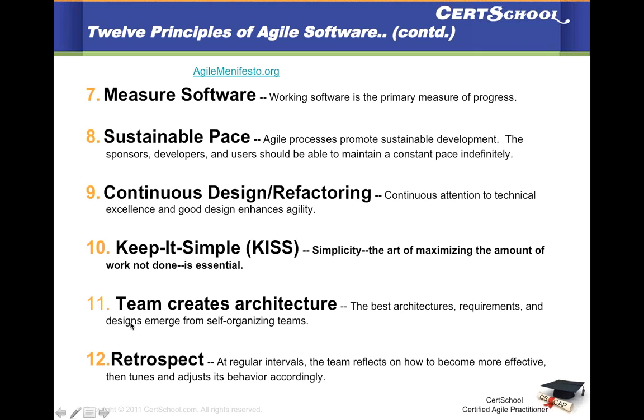Number 11, team creates architecture. Okay, the best architectures, requirements, and design emerge from self-organizing teams. Self-organizing teams is a keyword here. It goes back to team empowerment and how there's a difference between project manager and facilitator. There's a difference in the mindset in traditional and agile way of thinking. Project manager in traditional way is the sole authority, is responsible for the whole project, approves decisions, approves change requests, approves design, etc., etc. In agile workshop, project manager becomes a facilitator, which is a stronger role, a more acceptable role and more collaborative role than project manager.